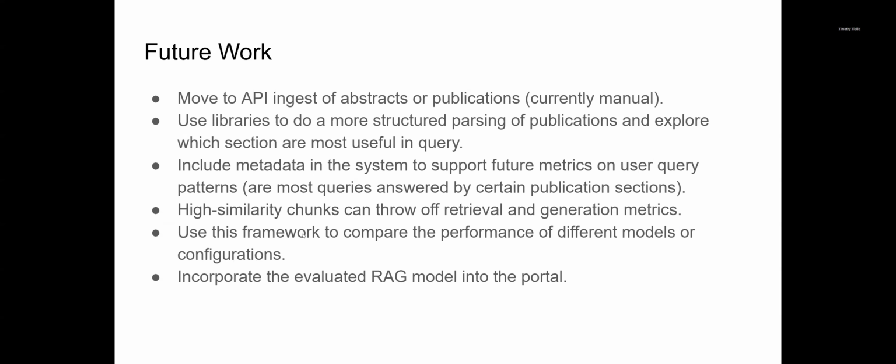So for future work for this project, number one, working with the APIs fully, so there's no manual step, and getting publications through the URI that I'm getting from the metadata in a programmatic way. Also using libraries to parse publications, there's a couple out there, and do more structured parsing of them, and then being able to pull in metadata, like this is a chunk from results, for instance, or discussion, or whatever it might be, and then measure and see which parts of publications are most often used to answer questions people are having. I think that'd be interesting. I mentioned earlier, high similarity chunks can throw off the retrieval and generation metrics, and so maybe trying to understand how I could work with the correlated items a little better.